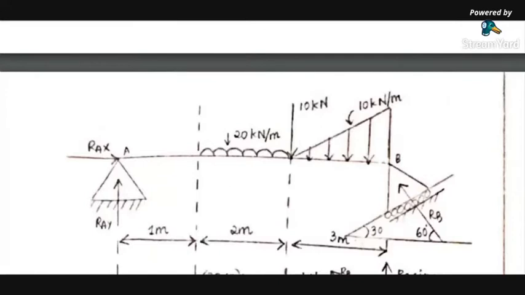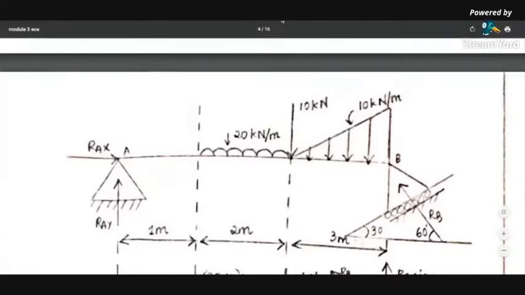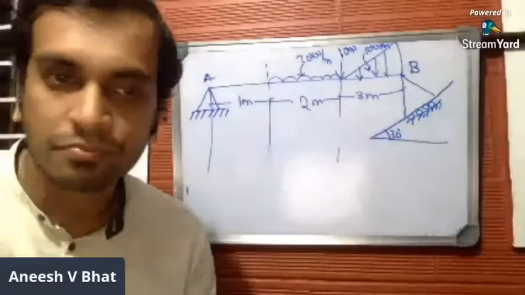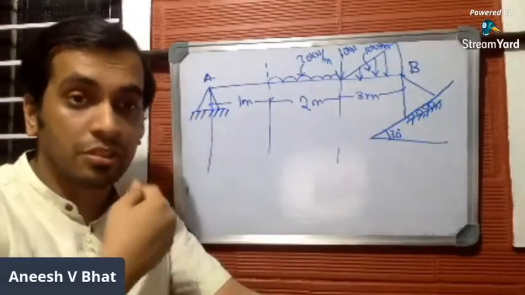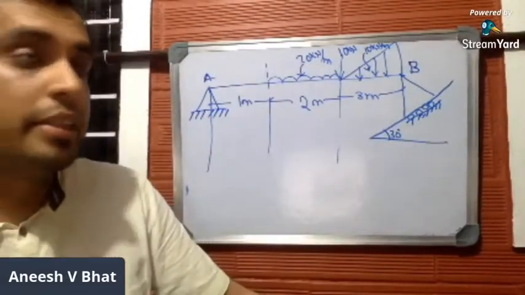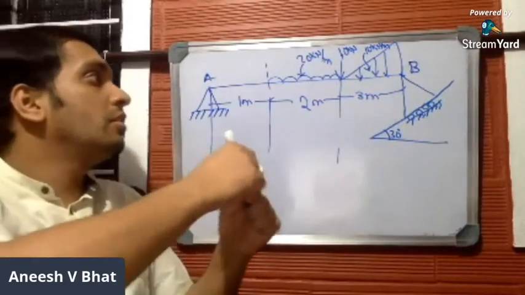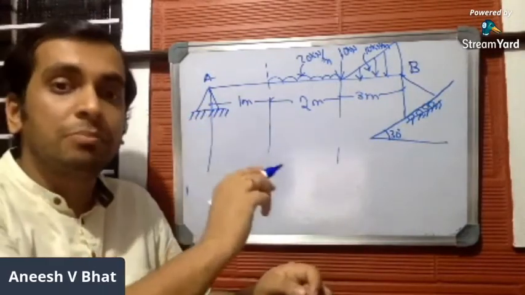So let me draw the question. This is 1 meter, 2 meters, 3. I'll just help you with the drawing here, the point load drawing. So this is the question, question number 4. Now, let us go through all the steps one by one.